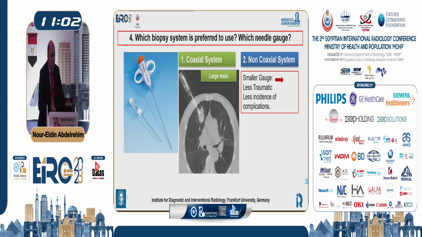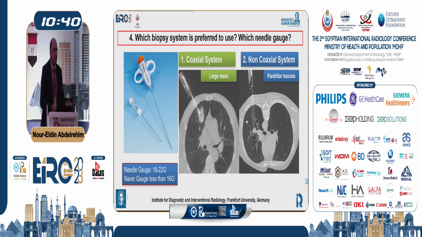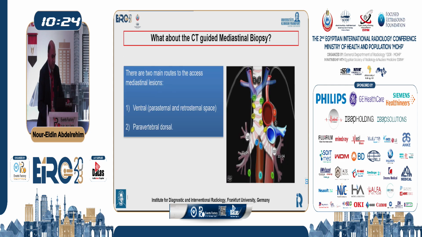If you have a large mass like this, you can go through the coaxial system, put in the coaxial needle, and get multiple cores from the lesion. If the lesion is small and risky, like this parahilar lesion, you can get one biopsy specimen and get out. For the needle gauge, we use 18 gauge in our institute. If the mass is large and lying directly on the pleura, traversing the lung parenchyma, you may also use 16 gauge. However, never use less than 16. The risk of complications is higher.